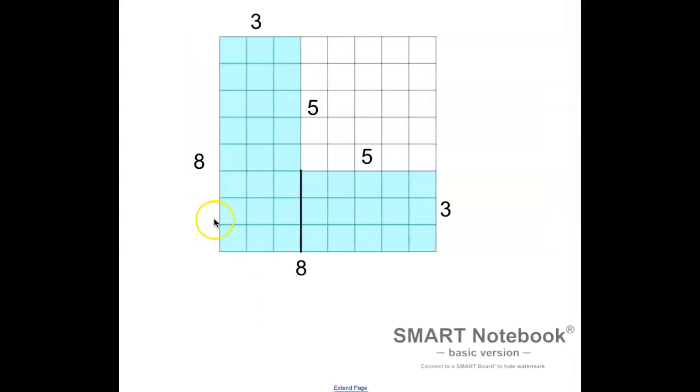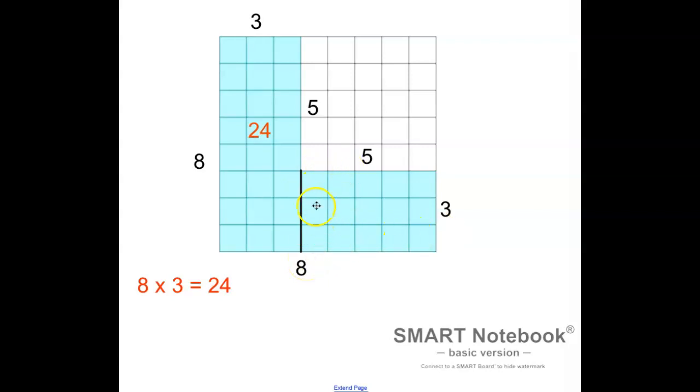Here I have a length of 8 units and a width of 3 units. 8 times 3 is 24. So my area for this rectangle is going to be 24 square units. I just put 24 there to remind me of what the area is, but remember at the end we have to make it square units.